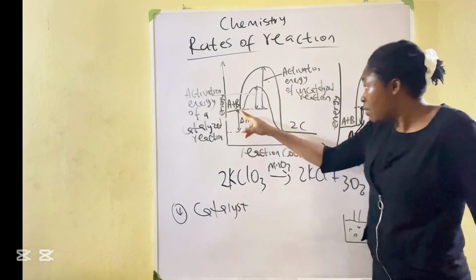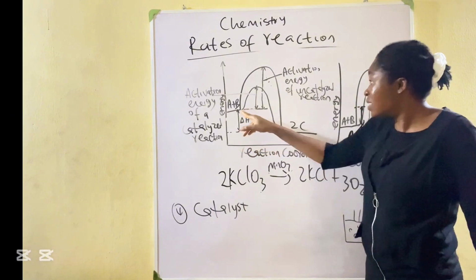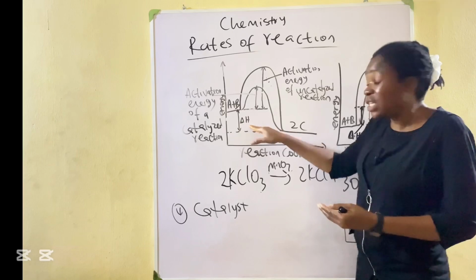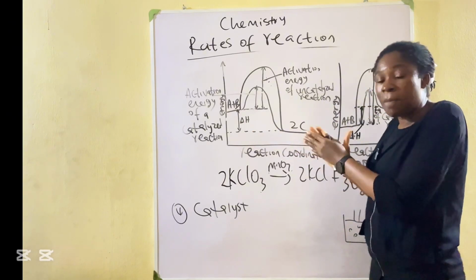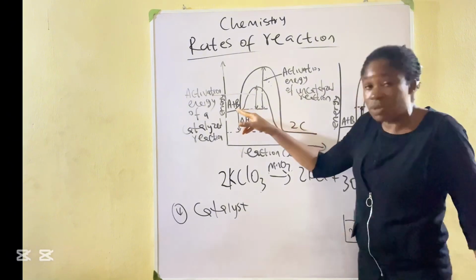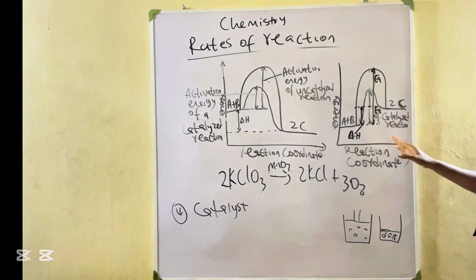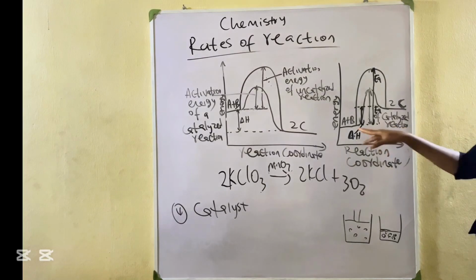So this is the enthalpy change. That's the heat content. How do you get the enthalpy change? The one of product minus reactant. So when you do this, what is lower minus this? It must give you a negative value. The same applies for the endothermic reaction, the same thing we did here.